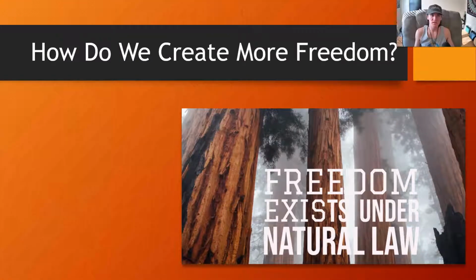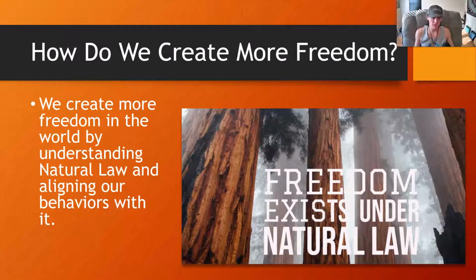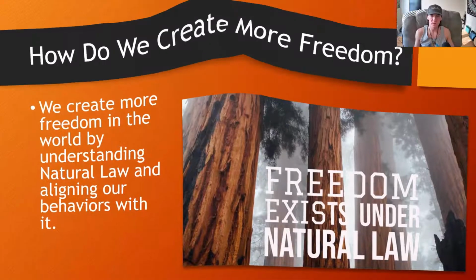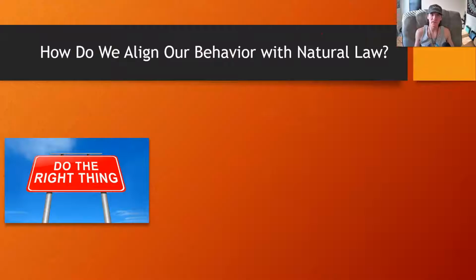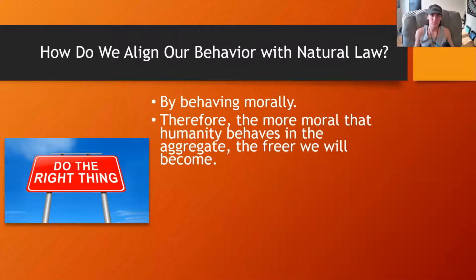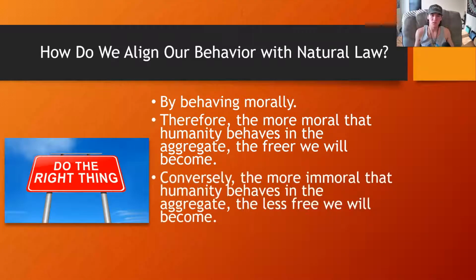So then the question becomes, if what most people want is freedom, how do we create more freedom in our lives and in the world at large? Well, we create more freedom in the world by understanding natural law and aligning our behaviors with it. Pretty simple. So then, how do we align our behaviors with natural law? Well, it's a very simple answer: by behaving morally. Therefore, the more moral that humanity behaves in the aggregate, the freer we will become. And conversely, the more immoral that humanity behaves in the aggregate, meaning as a whole, involving the whole world, involving everyone, the less free we will become.